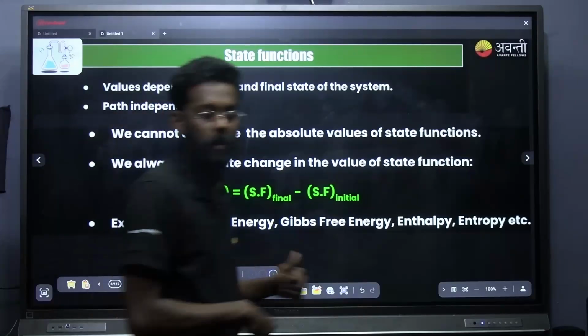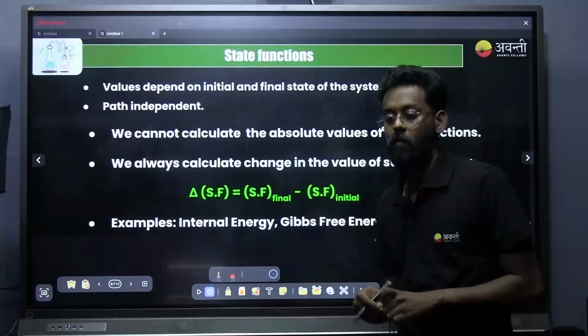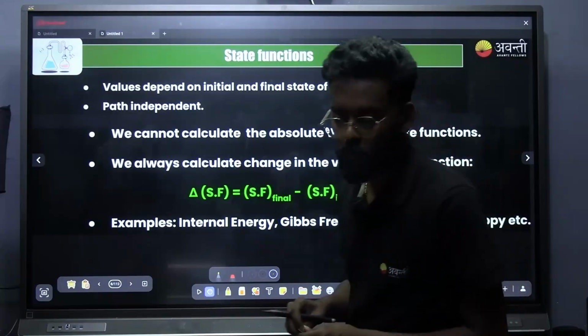Okay. Yes. Now we can move into the state function. What is a state function and how we can... Shall I move? Is it clear?